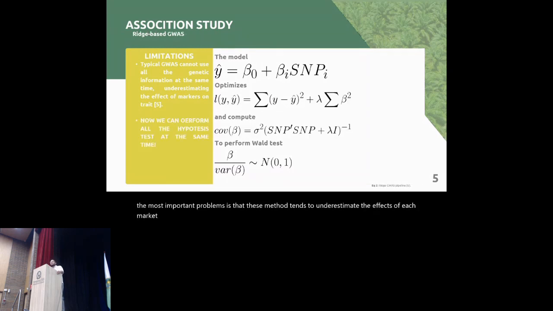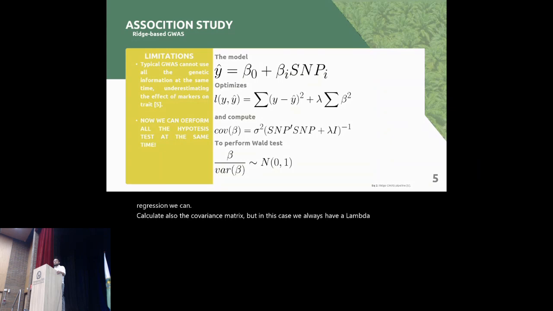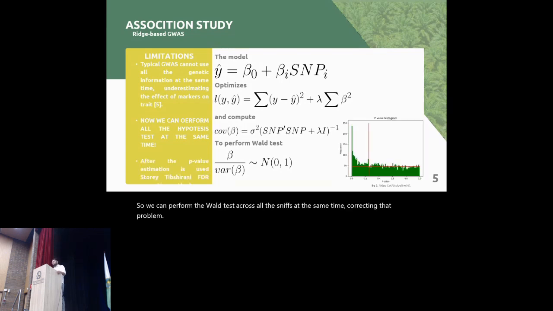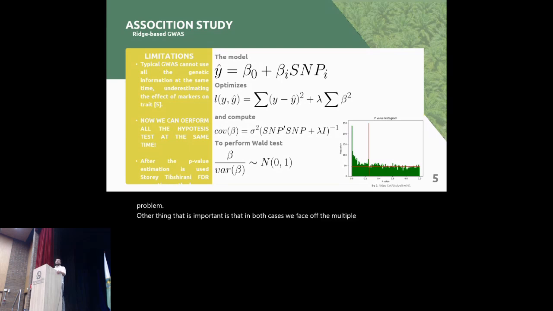So, as a solution, we are going to use a ridge regression to solve that. Using a ridge regression, we can calculate also the covariance matrix, but in this case, we always have a lambda value in the diagonal. That means that the matrix will always be invertible. So we can perform the Wald test across all the SNPs at the same time, correcting that problem. Another important thing is that in both cases, we face the multiple comparison problem, so we need to correct those p-values. In both cases, we're going to use the Storey-Tibshirani FDR correction method.